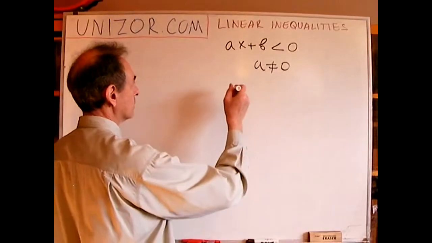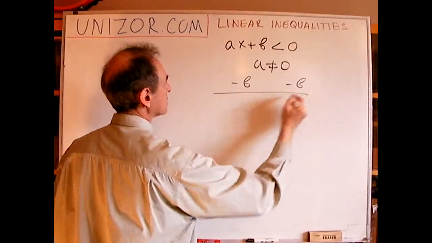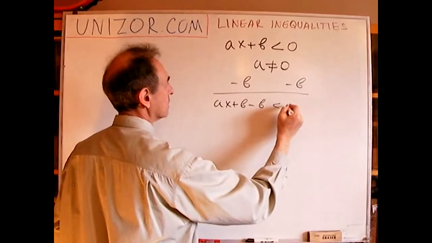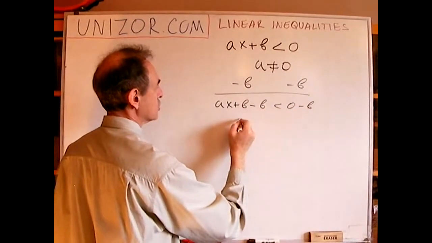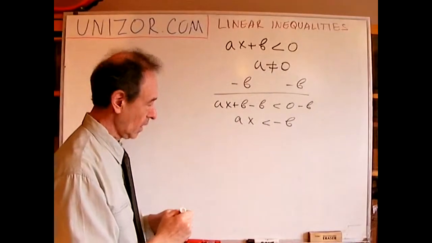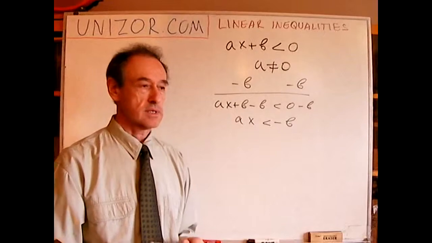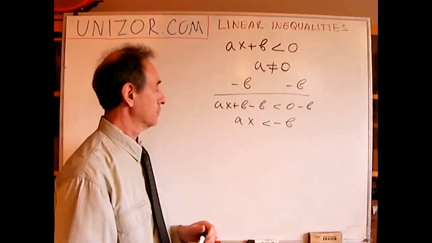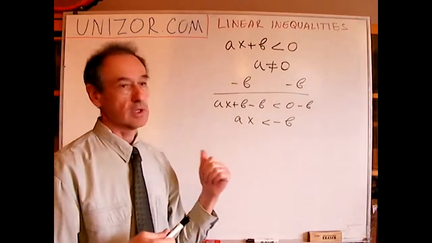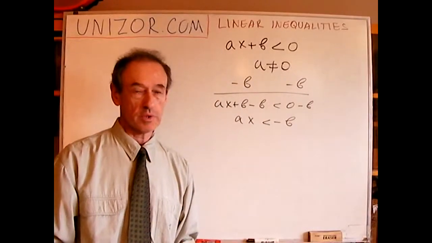So if I add minus b to both sides, I will get ax plus b minus b less than 0 minus b, which is ax less than minus b. All right, so that's step number one, which we have done to transform our original inequality into a form which will give us the condition on the argument.